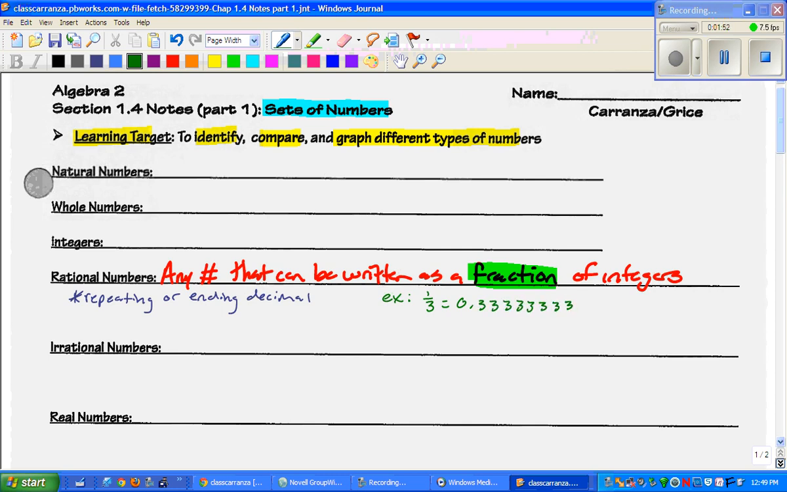Okay? So if we have the example 1/3, 1/3 is 0.33333. This is a repeating decimal, but we can write it as a fraction. Okay? Now, even if we had 0.125, okay, that can be written as a fraction. Okay? So as long as it can be written as a fraction, it's a rational number. Okay? Even negative 2.5, okay, that's negative 2 and 1/2. Okay? All of those are rational numbers.